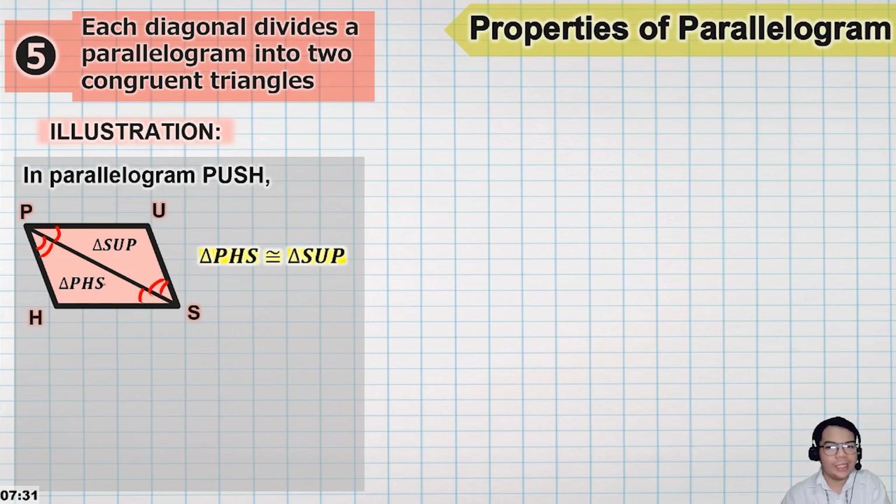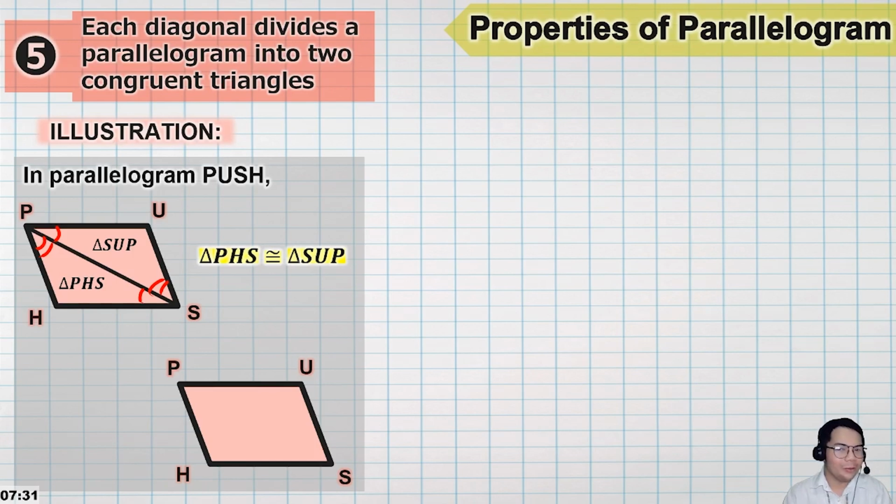Kasi 'di ba yan nga yung tinatawag natin sa proving before na if the triangles are already congruent, magkakaroon ka ng reason na CPCTC. Congruent parts of congruent triangles are also congruent. Yan. So, lahat ng sides and angles niya magiging congruent din. So, aside from that, each diagonal divides a parallelogram into two congruent triangles. So, syempre, hindi lang naman si diagonal PS yung pwedeng maging diagonal natin dyan. Pwede rin natin maging diagonal, syempre, si ating diagonal UH or HU.